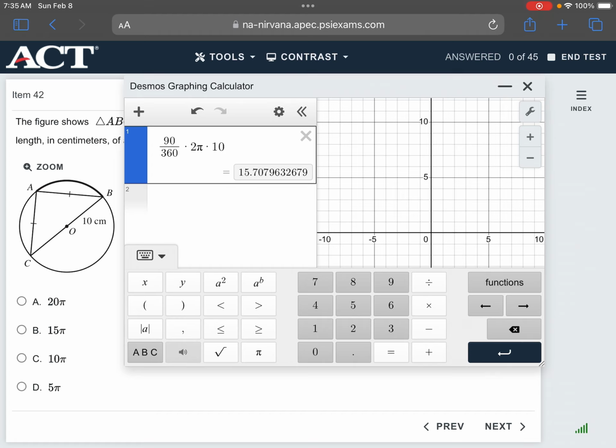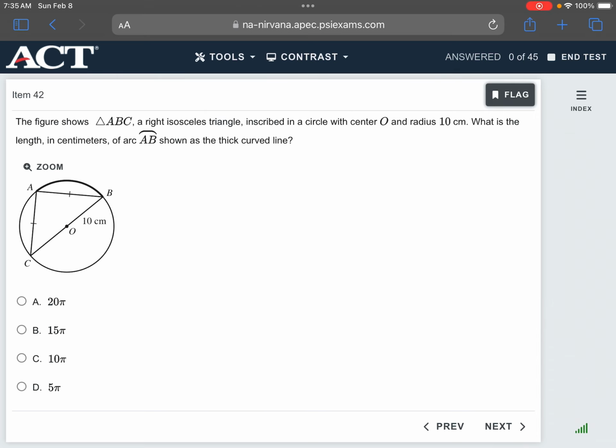15.707. We go down here and like, oh, well, all these are in terms of pi. So I don't want pi written in there, right? I'll just take pi out and leave it as part of my answer. So whatever I get, I need to multiply by pi. There we go, 5 pi would be our correct answer, D.